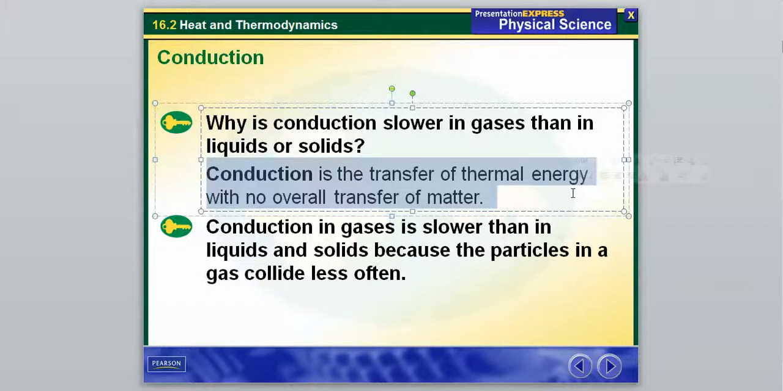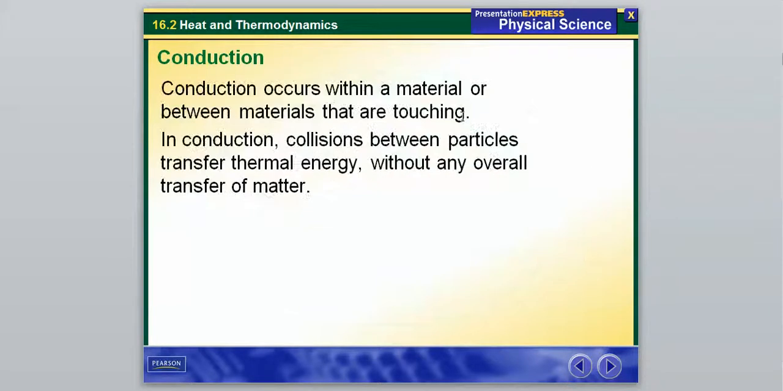So conduction in gases is slower than in liquids or solids, because the particles in a gas collide less often. With conduction, it's really focused on how quickly thermal energy can pass right through a material. Since gases are so spread apart, it's harder for thermal energy to move through the particles, because the particles aren't touching like they are in solids and liquids. So conduction occurs within a material or between materials that are touching. Two materials have to be touching one another for conduction to occur.